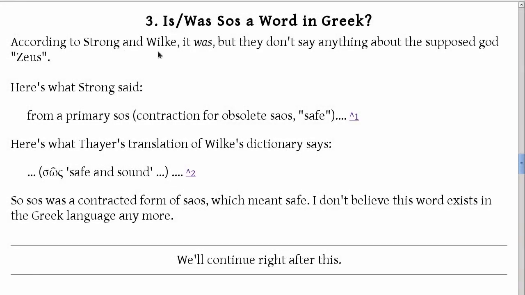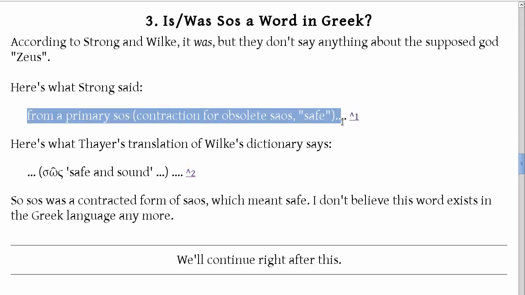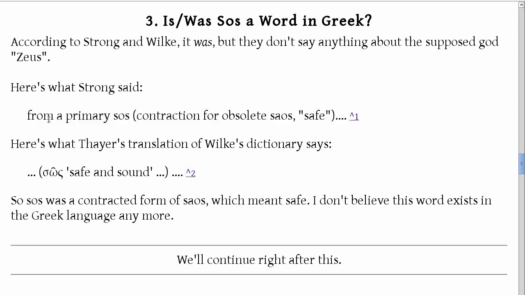Was sos a word in Greek? According to Strong and Wilk, it was, but they don't say anything about the supposed god Zeus. Here's what Strong said: from a primary, sos, contraction for obsolete, saos, safe. Here's what Thayer's translation of Wilk's dictionary says: sos, safe and sound. Now, this is Strong. The definition comes from his definition of sozo, which you can look up in Strong's Greek dictionary if you'd like. And in that definition of the word sozo, he mentions that it comes from a primary word sos. That primary word sos is a contraction of saos, and saos means safe.